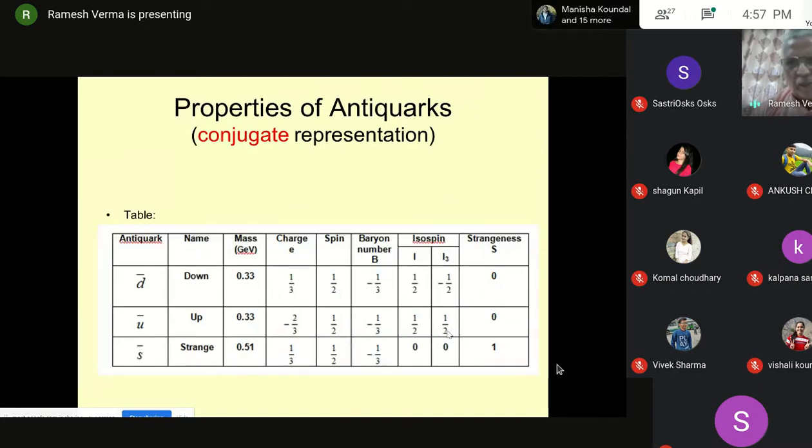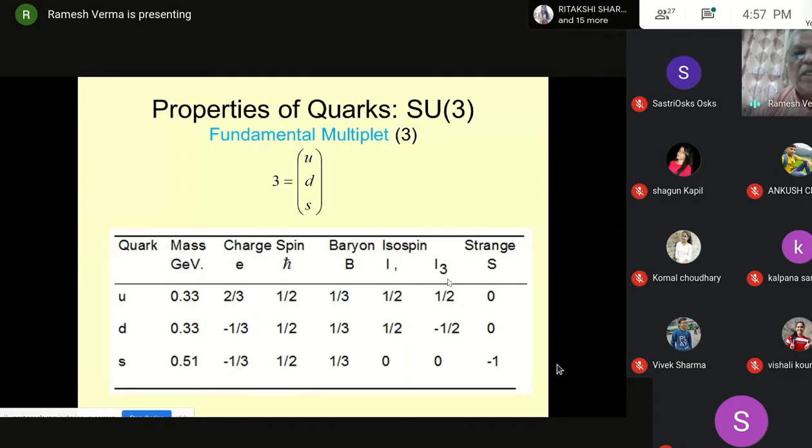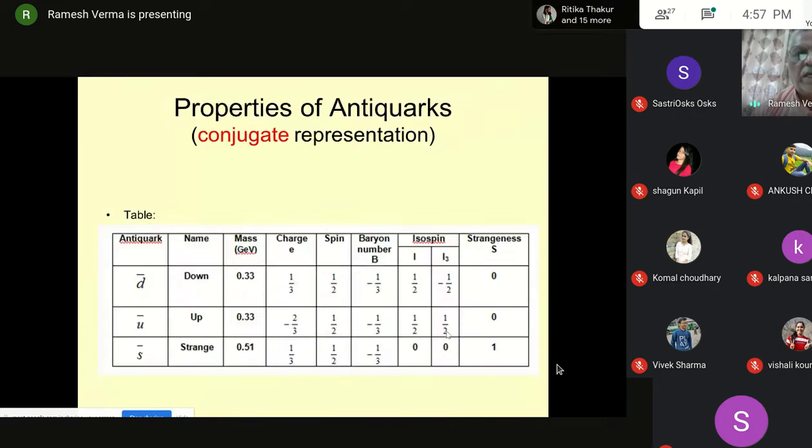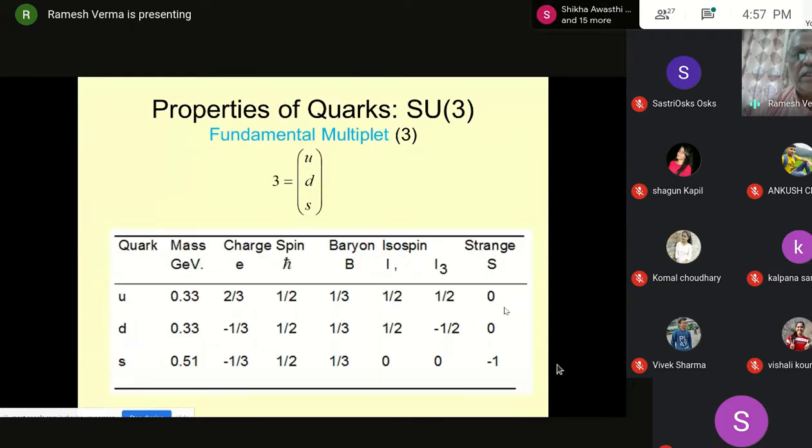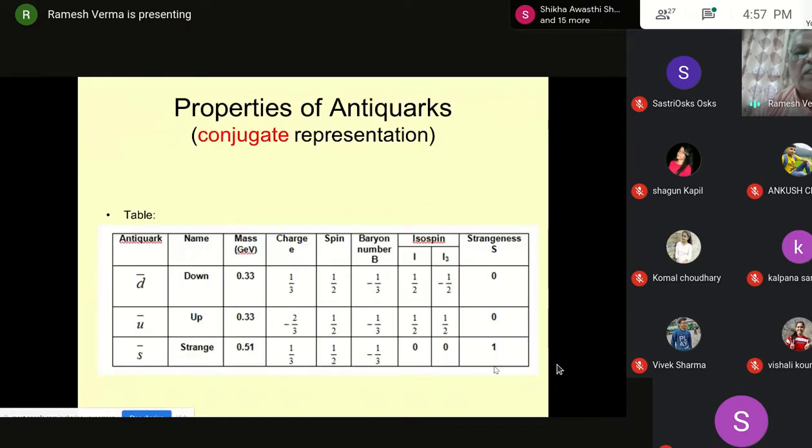I think there is a slip here. It should be the opposite, because the third component of isospin will also change. D should have plus half. Yeah, there is a slip of sign here. So please change it to plus and change it to minus. And the strangeness quantum number would also change, minus one to one as far as this is concerned.